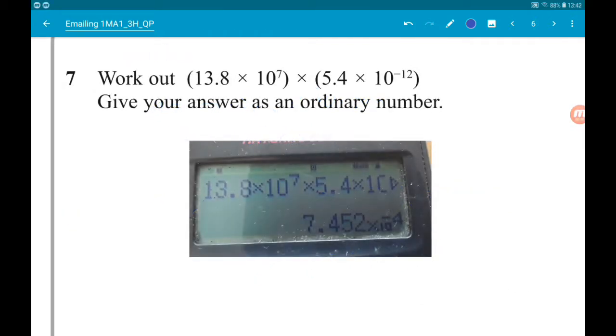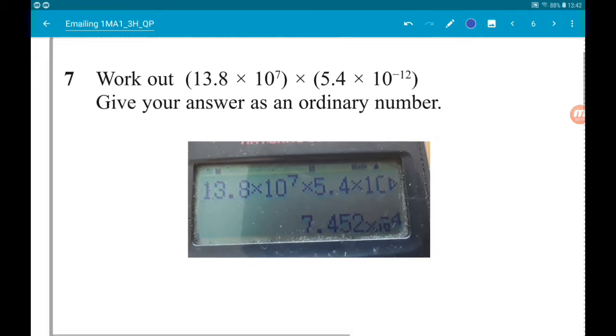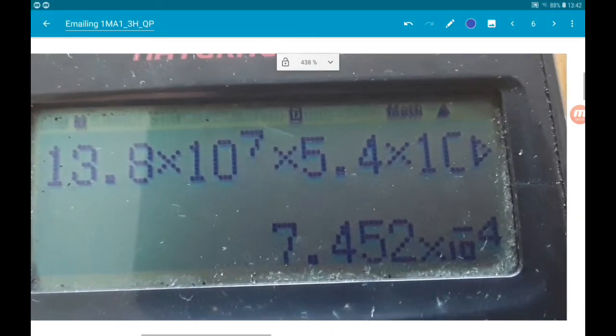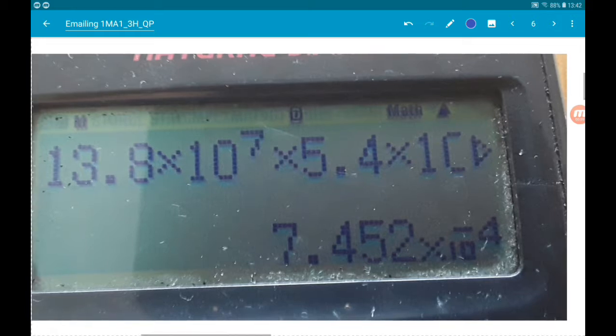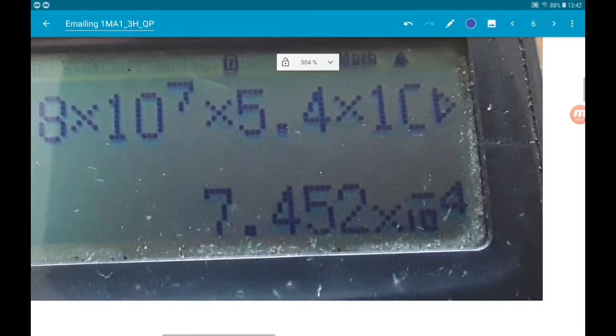Number 7 wants us to work out 13.8 times 10 to the 7 times 5.4 times 10 to the minus 12, giving our answer as an ordinary number. If you work it in your calculator exactly how it is, although you don't need the brackets. I don't know why they bother putting them in there, because when you're multiplying, you don't need them. So stick that in and you will get 7.452 times 10 to the minus 4.